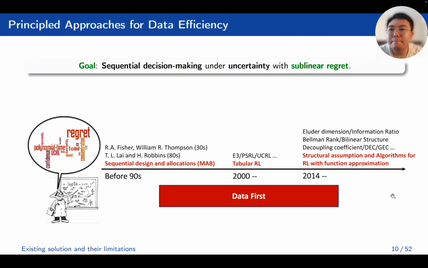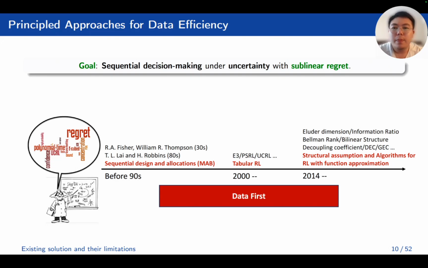Okay. And there is another line of work, starting from Thompson in the 1930s, to deal with the sample efficiency, or data efficiency, issue in sequential decision processes. It is measured by sublinear regret.